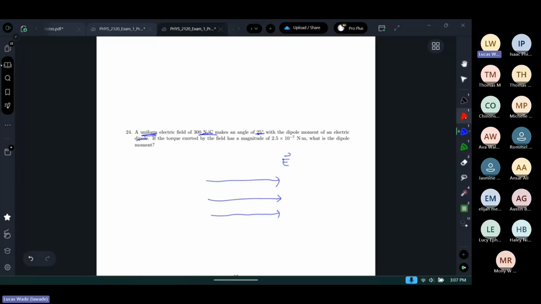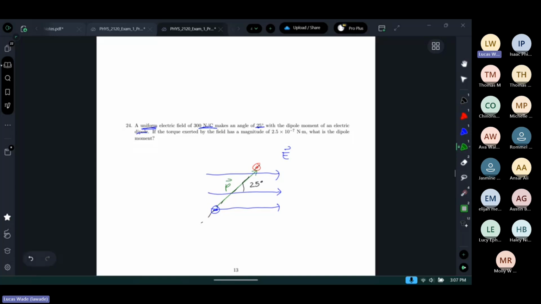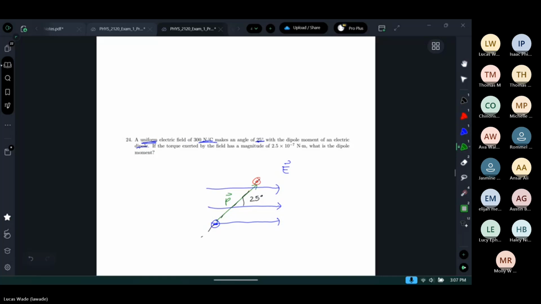So the dipole moment points from the negative to the positive charge. They're saying this field makes an angle of 25 degrees with it. So negative and positive, and that's my dipole moment vector, points negative to positive. So 25-degree angle between them. If the torque exerted by the field has a magnitude as given, so torque is tau, what is the dipole moment? Dipole moment is P.